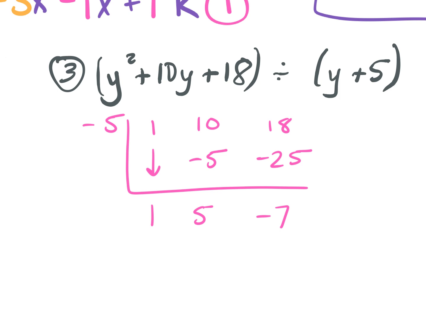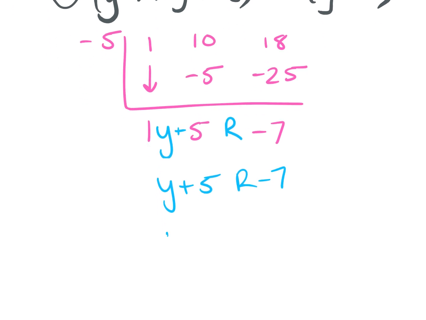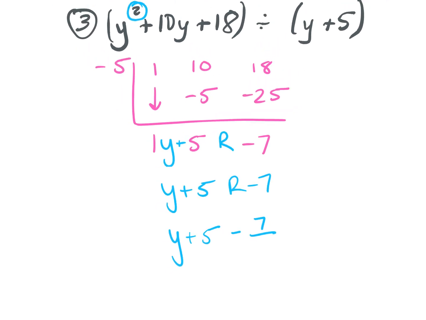Now these are our coefficients for our answer. We got to put the variable part in. If I start with y to the second power, what's my answer going to start with? Y. Then plus 5. Last number is our remainder. So y plus 5, remainder -7. Or for web assign, we got to write y plus 5 minus 7 over y plus 5.